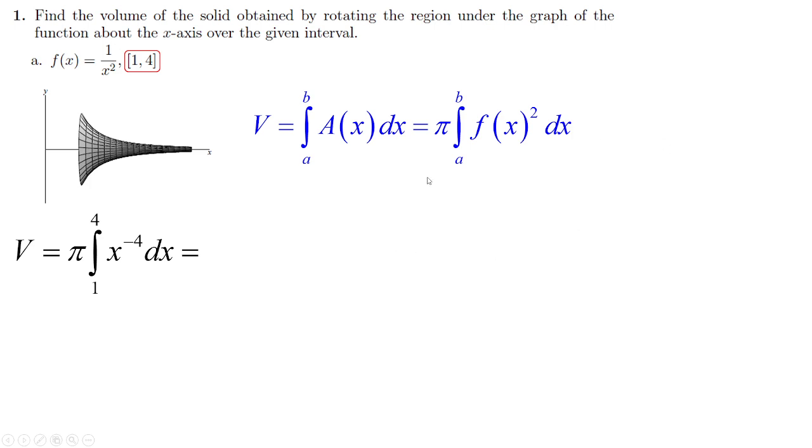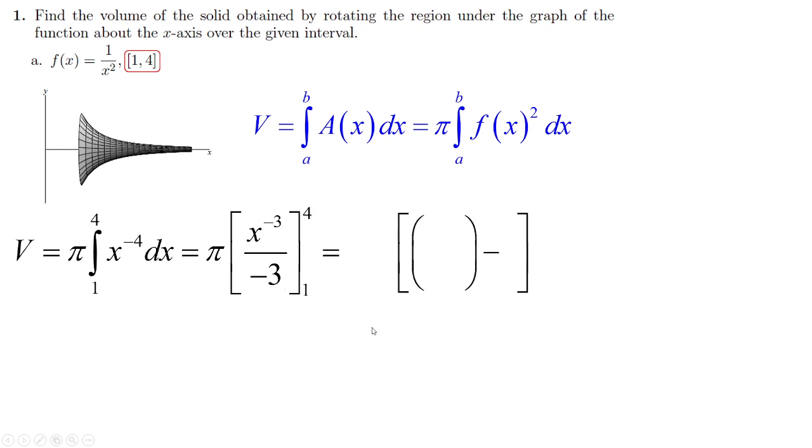And now let's do this. What's the antiderivative of x to the negative 4? With the power rule, that'd be x to the negative 3 over negative 3, and that would be from 1 to 4. Now I could bring that negative 3 out or leave it in. Either way, it looks like I'm going to bring it out. Could I go negative pi over 3? Yep. And then I have 4 to the negative 3, which would be 4 times 4 times 4.